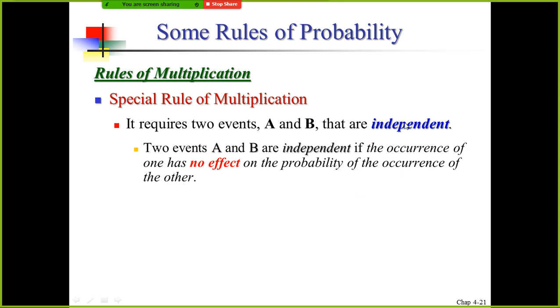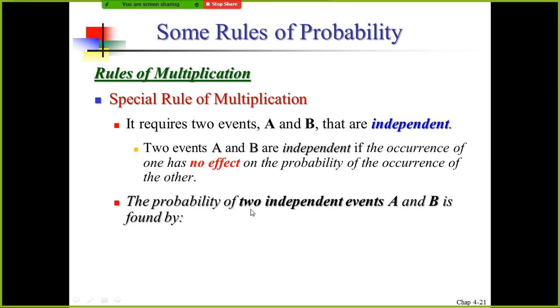Like I mentioned here, when A and B are independent, the probability of A does not depend on the probability of B, or the probability of B does not depend on the probability of A. That means the chance of A occurring does not depend on the chance of B. The chance of B coming does not depend on A. So that's why A and B are independent events.